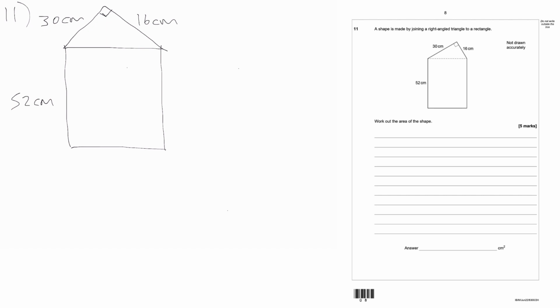So the first thing I want to do is I want to find this length here, x. Now, if you remember Pythagoras' theorem, we call the side opposite the right angle h, and Pythagoras' theorem says that the other two sides, which I'm going to label a and b, the relationship is that h squared is equal to a squared plus b squared. So filling this in, we get that h squared is going to equal 30 squared plus 16 squared.